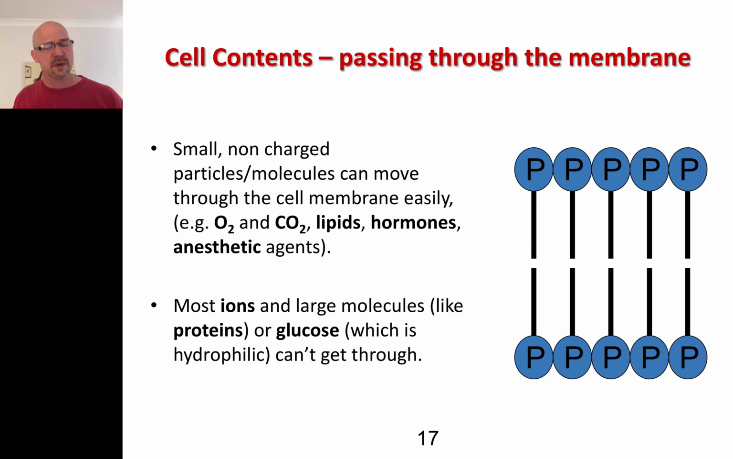Carbon dioxide goes through it very easily. Small fats and hormones, some anesthetic agents, and water can move through very easily. There's no special mechanism required. But once an element becomes an ion, once it gets a positive or negative charge, or if the elements clump together into a molecule, like proteins or glucose, then those things can't get through the phospholipid bilayer unless they get some help. And we'll talk about the help.